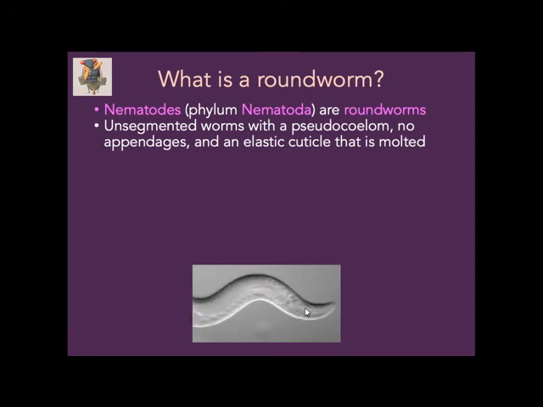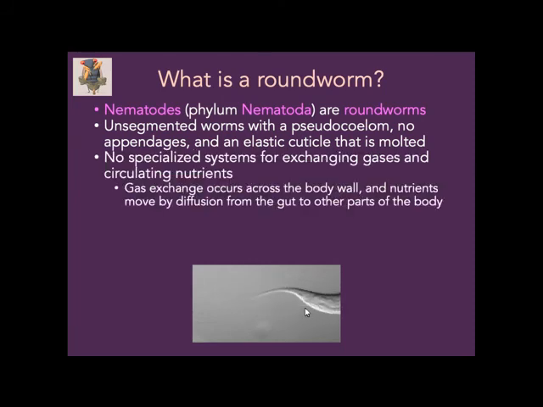So they eat food and poop it out the other side, and then the nutrients just kind of diffuse around the inside of the body. They eat bacteria and archaea, fungi, plant roots, protists, and detritus. Some of them are free-living, and some of them parasitize animals, including humans. So if you've ever had a dog who had roundworms, that's what those are.